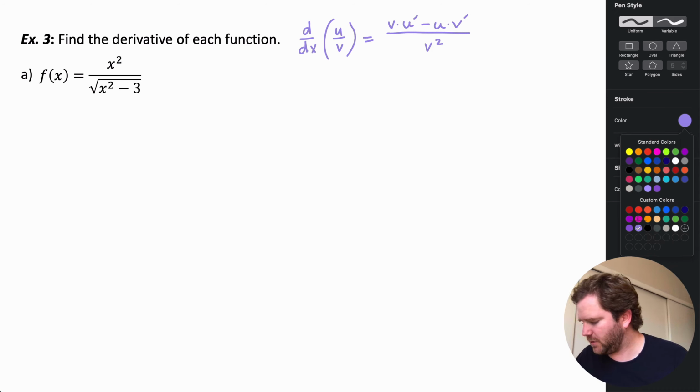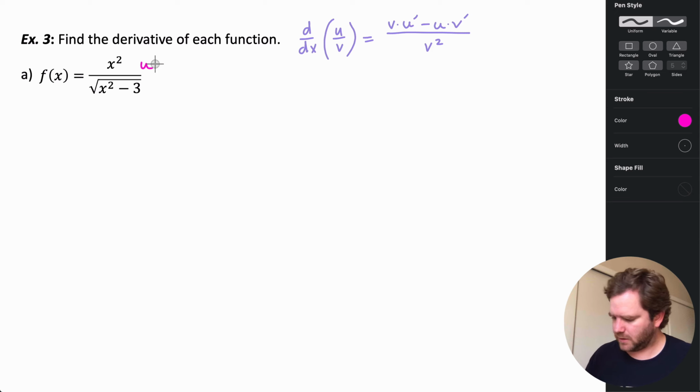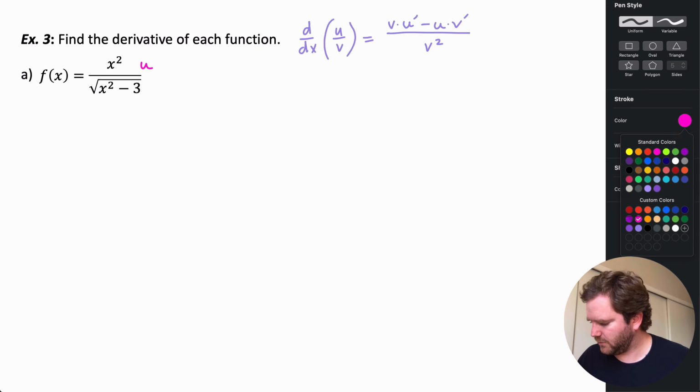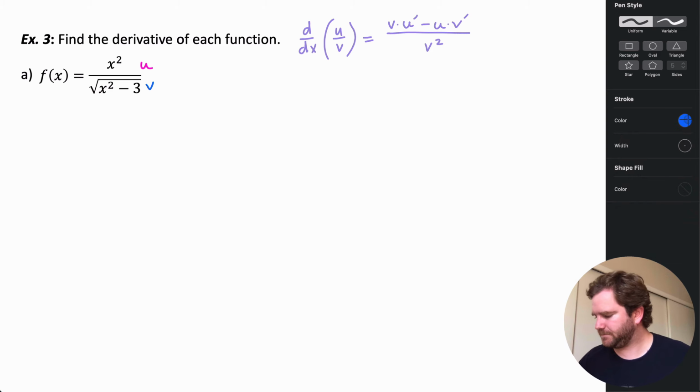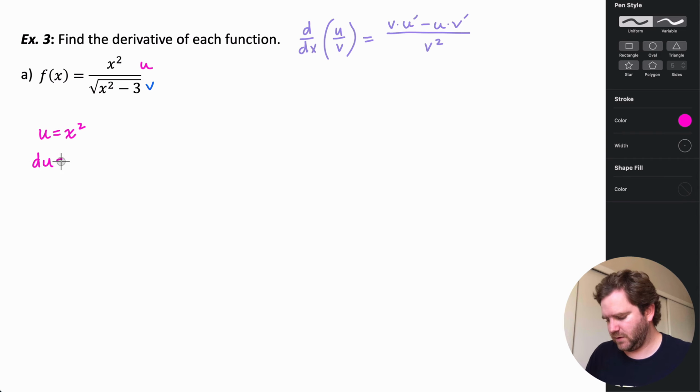Now, let's go ahead and name these. I'm going to call the numerator u, and I'm going to call my denominator here v. Let's use a different color. Let's go ahead and look at the derivatives so we can then just plug everything into this quotient rule. So we know that u is going to be x squared. So then what is my derivative? The derivative of u is going to be 2x.